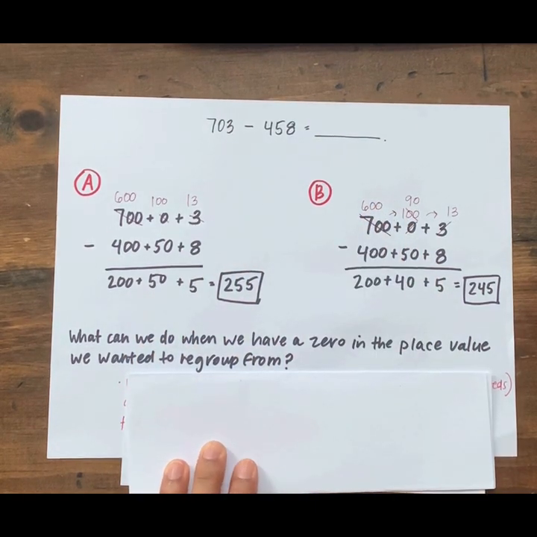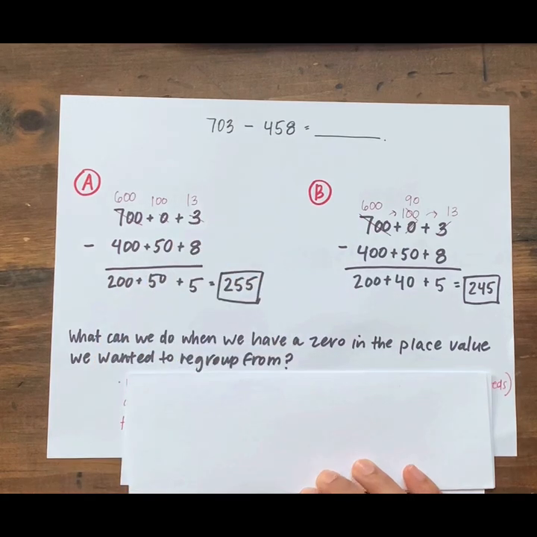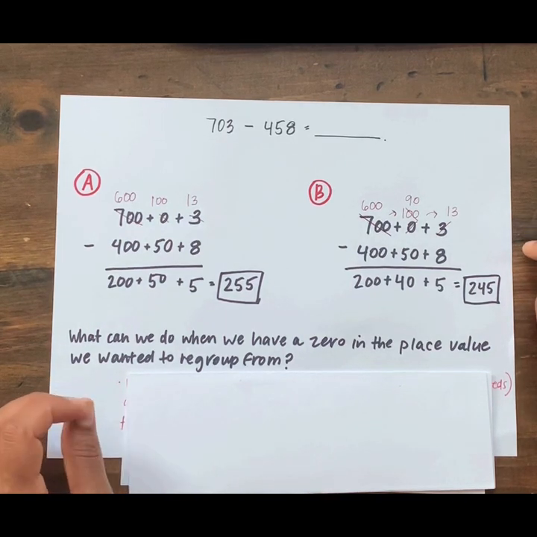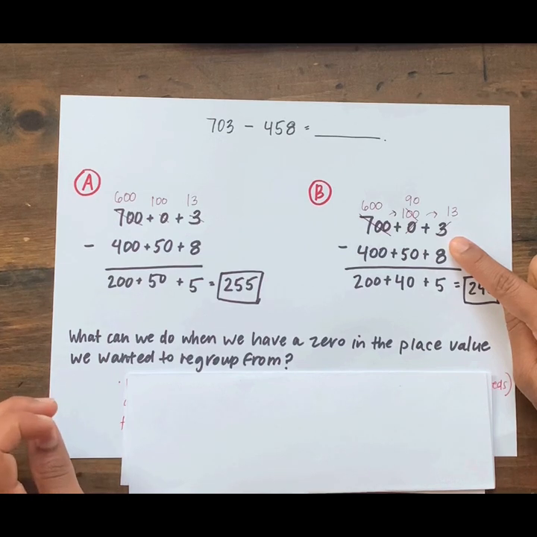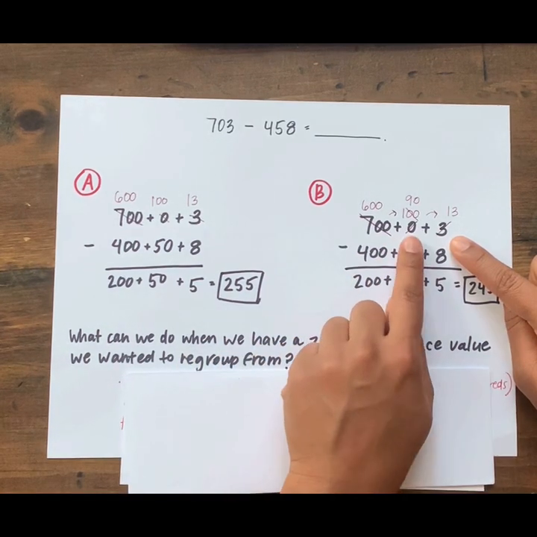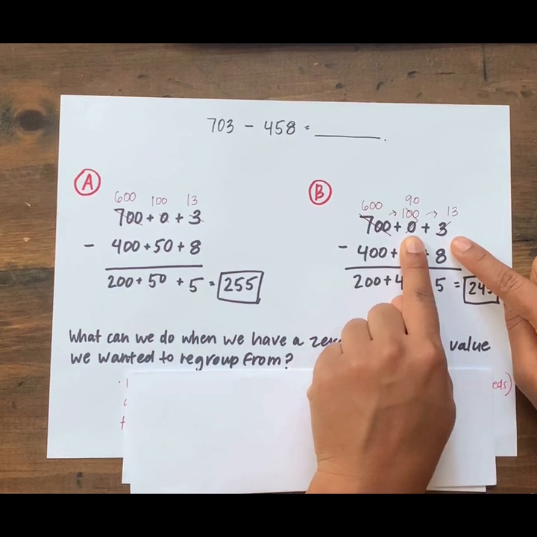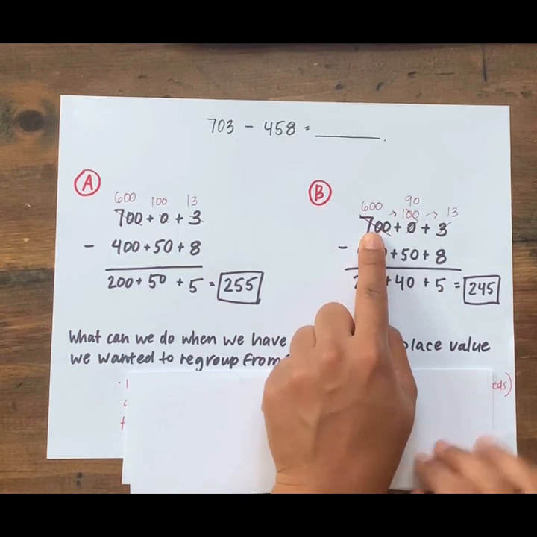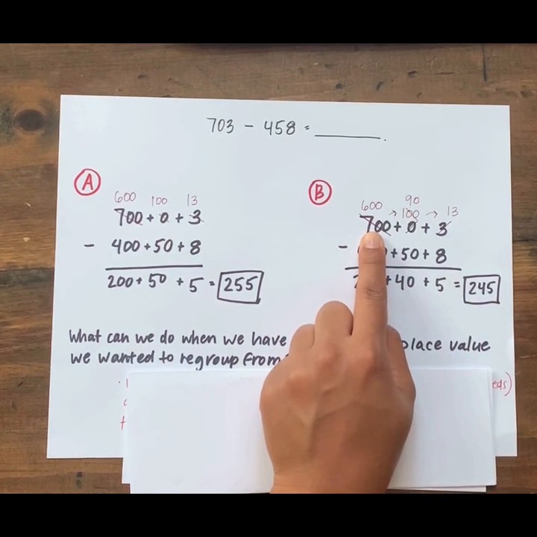Interesting. If you agree with student B, why do you agree with student B? Say it out loud. I hear friends say that they agree with student B because student B also recognized they did not have enough to subtract in the ones place, so they went to regroup from the tens. They realized we had 0 in the tens place, so they moved to the next place value to the left and regrouped from the hundreds.